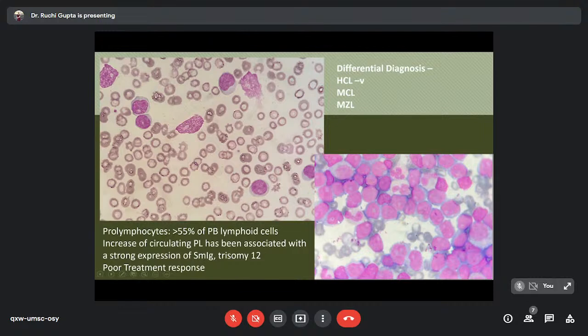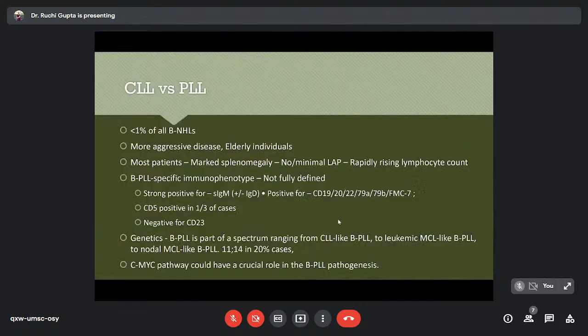Otherwise, this punched out nucleolus is very typical of a case of prolymphocytic leukemia. So PLL, if you see, comprises less than 1% of all B-NHLs, it is more aggressive, more frequently found in elderly individuals. Usually there is more marked splenomegaly and minimal lymphadenopathy, rapidly rising lymphocyte count.